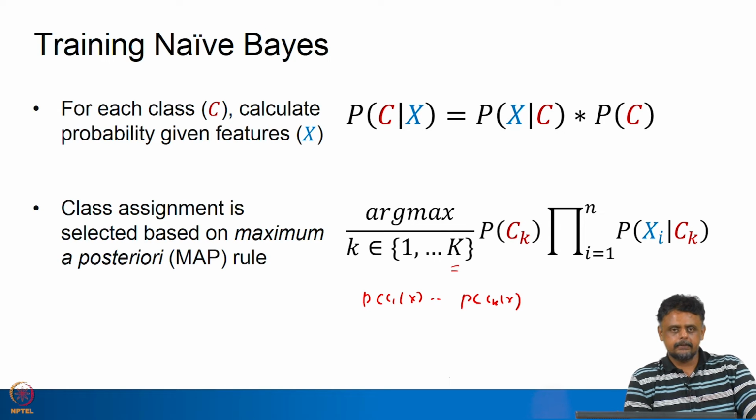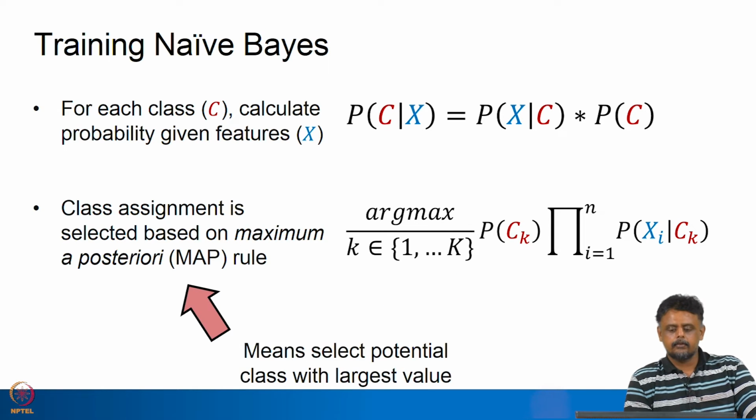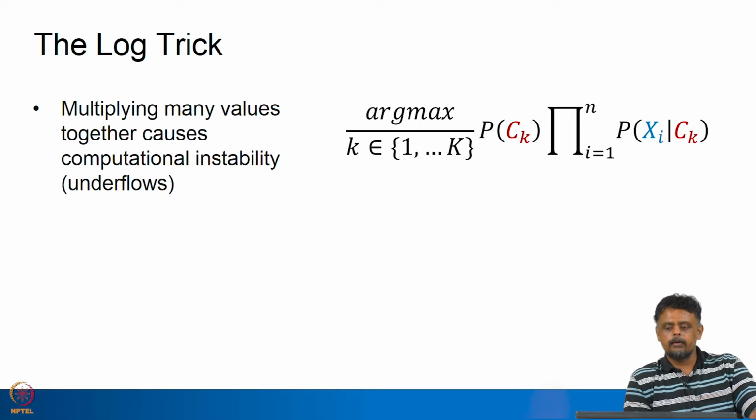This is the gist of the naive Bayes classifier. As I mentioned, select the potential class with the largest value. It is no longer a probability because we have not normalized by P of x, so it is just some number, called a score. You evaluate the score and assign the sample to the class with the largest score.